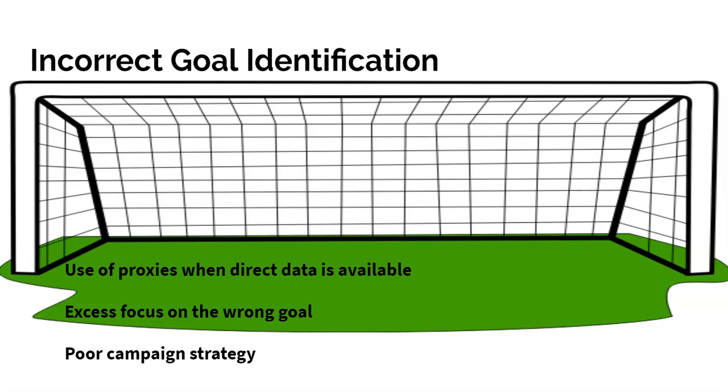So the rest of the reasons why your Google Analytics or other analytics platform might be incorrect are actually related to human error, and it's on a strategic level. So one could be incorrect goal identification.